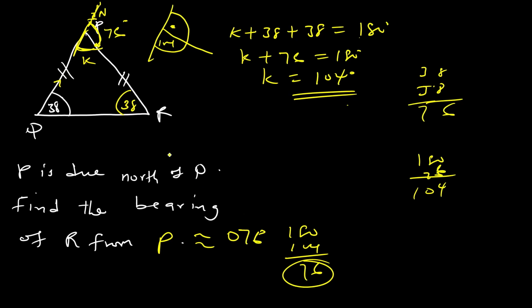Another way around, we can say the exterior angle is equal to the sum of the opposite interior angles. So 38 plus 38 will give us the bearing of R from P.